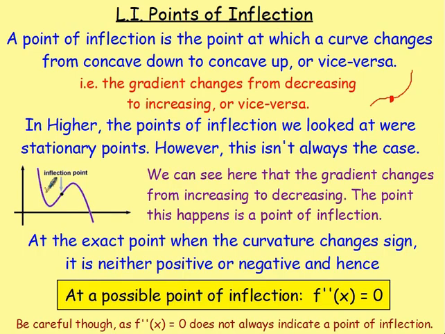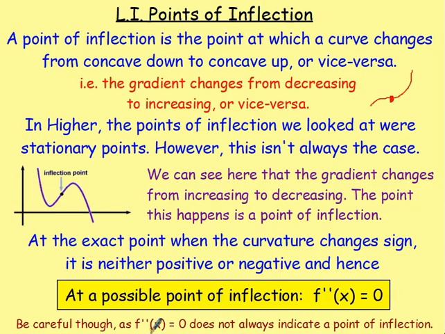With this example here, you can see that the gradient going from left to right is increasing, increasing, increasing, and then it reaches that inflection point. At the inflection point, the gradient suddenly changes from increasing to decreasing from left to right. Because the gradient changes from increasing to decreasing, there is a point of inflection. And at that point, because the rate of change of the gradient is not increasing or decreasing, the second derivative will be equal to 0.